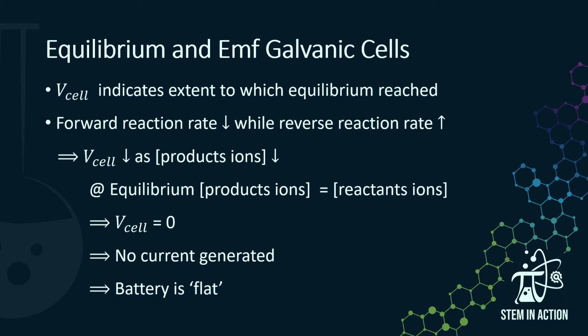Now, at equilibrium, the concentration of the product ions equals the concentration of the reactant ions. And this leads to a V cell which equals 0 volts. That means no current is generated, and that means that the battery is flat. Grade 12s, it's actually quite logical, and it's a very popular question in exams. So that was looking at EMF and equilibrium of a galvanic cell.